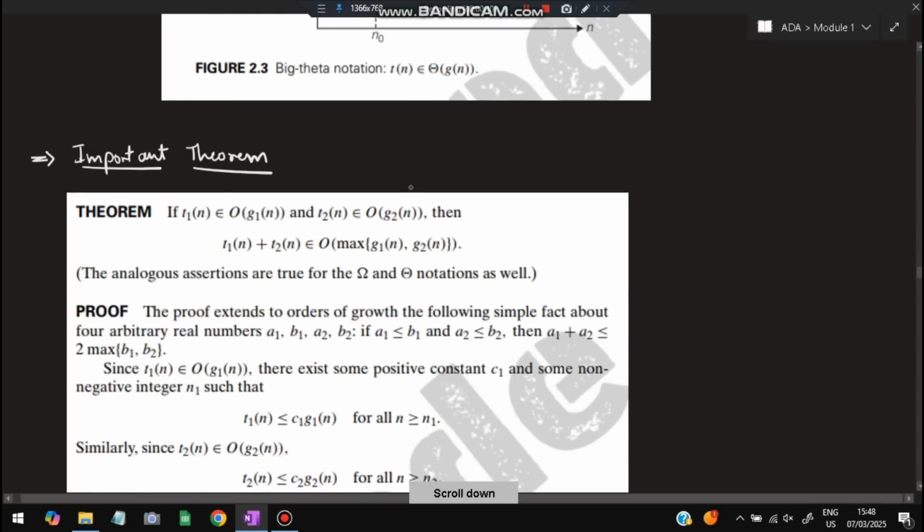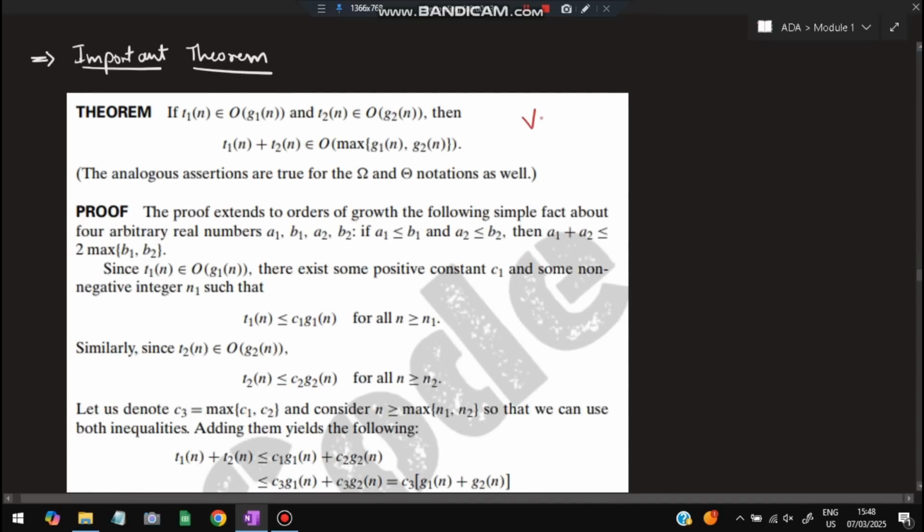So in this case, we can say T of n belongs to the theta notation of G of n. And there's an important theorem, very important from the exam point of view. They can directly ask you to write and prove this theorem. The theorem they'll give you in the exam, you just have to prove it. The theorem is that if T1 of n belongs to the worst case of G1 of n, meaning T1 of n will never cross the time taken by G1 of n, and T2 of n will never cross the time taken by G2 of n, then if I add up the time taken by T1 and T2, that value will never cross the maximum value of G1 and G2 of n.